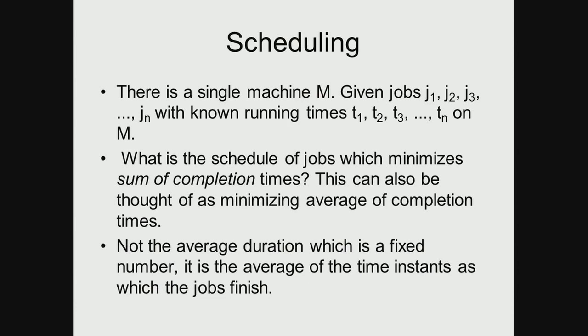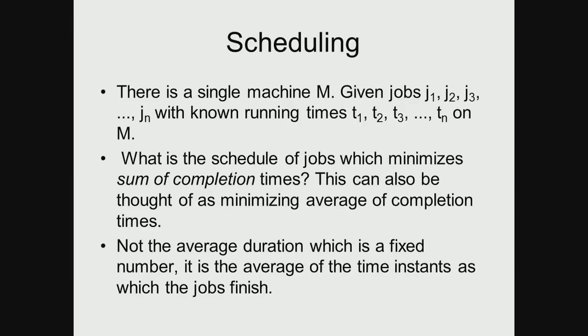Let us look at the problem which is very well known as a scheduling problem. There is a single machine and there are n jobs. Each of these jobs can run only on this single machine and should be run on the single machine, and the jobs are already known to have running times T1, T2 to Tn respectively. In other words, the job Ji takes Ti units of time on the machine M. The aim is the following. The aim is to identify a schedule of jobs, that is the order in which the jobs will execute in the machine, so that we minimize the sum of the completion times.